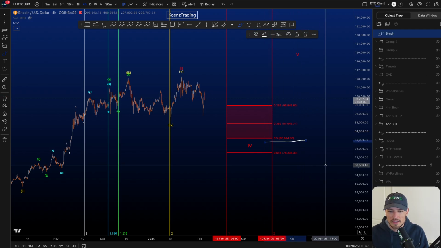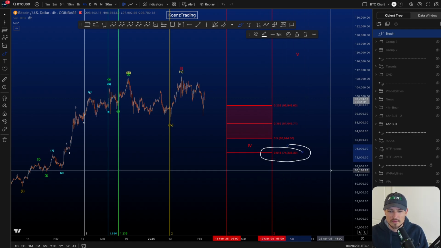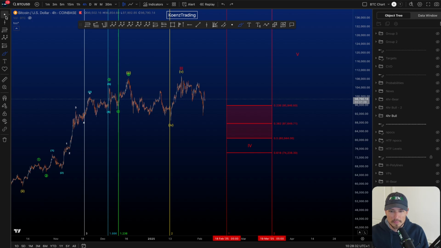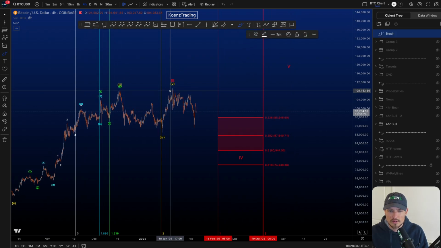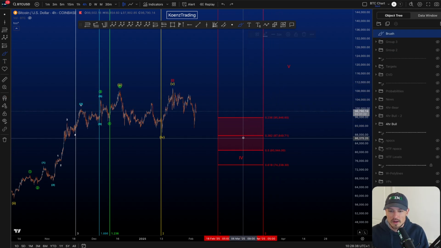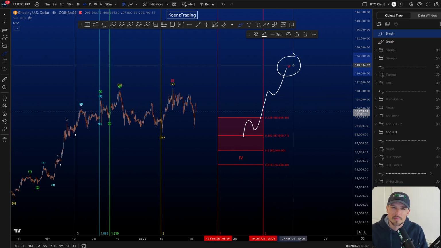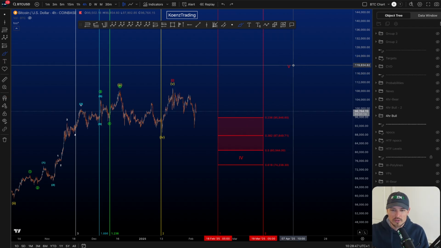95.9K to 80.9K. Invalidation, the 0.618 at 74.2K. Now, after a wave of 4, we then want to see an impulse up in a wave of 5. A nice 5-wave structure, 1, 2, 3, 4, 5. And preferably, this wave 5 is finishing between March and October.